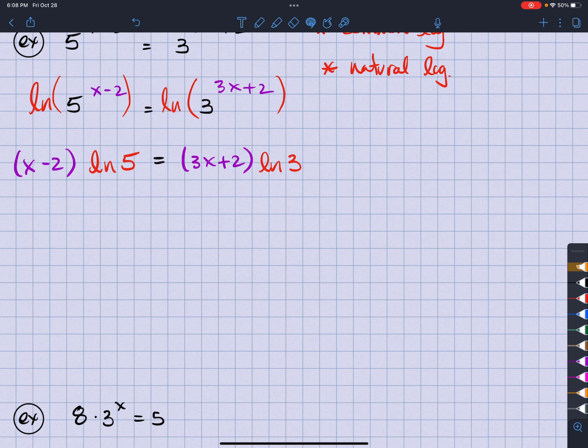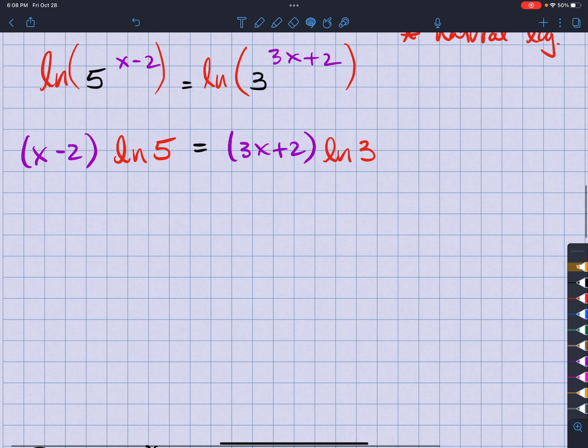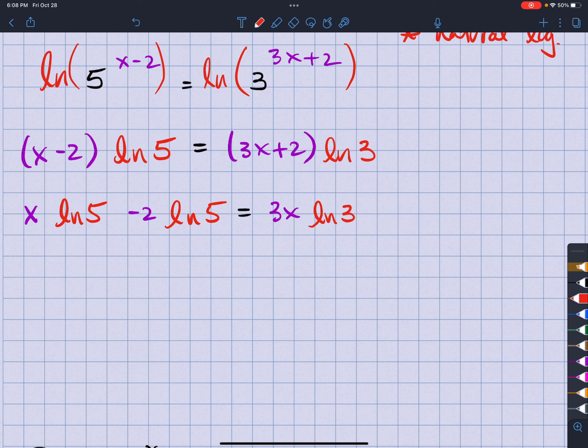So let's go ahead and delete that. So you would have said, hey, I can do that by distributing first. Great. Then let's go ahead and distribute. So I got x times the ln of 5 minus 2 times the ln of 5 is equal to 3x times the ln of 3 plus 2 times the ln of 3. Great. So now what do you notice?